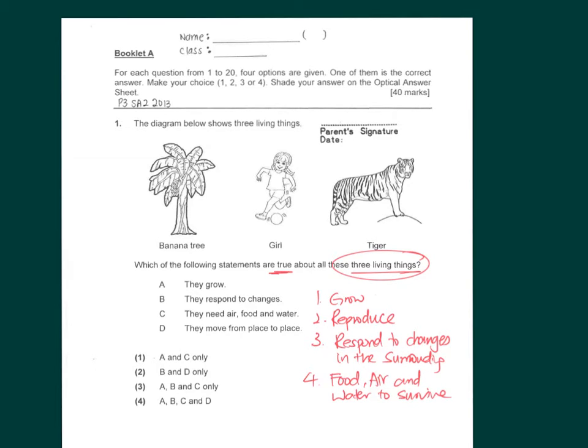Now let's look at the options. Option A, we have considered this option. They grow, so it's true. They respond to changes, that's true as well. They need air, food, and water to survive, true. Now, moving from place to place is not a definite characteristic of a living thing. In fact, this is a characteristic of animals. So not all living things can move from place to place. So for this question, the answer should be A, B, and C, option 3.